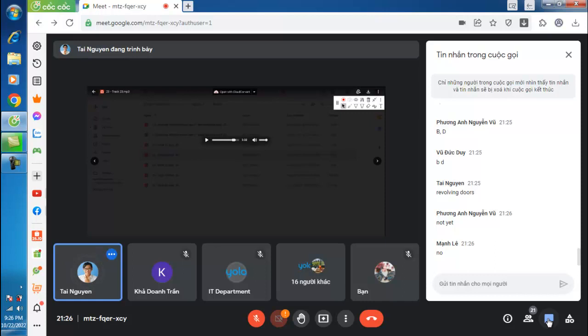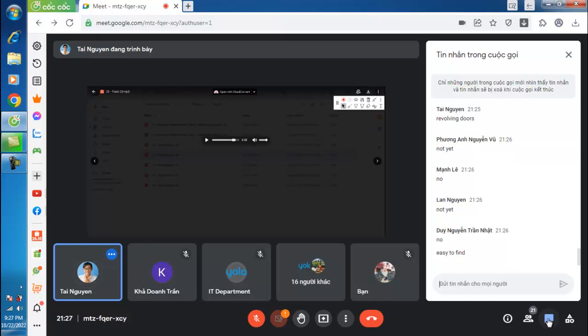Which one? Not yet. Okay. Keyword? Easy to find. Yes, yes. Car park, easy to find. This is not a problem for her. Yeah. Okay. So which means we eliminate A and D. We just have C, D, E.